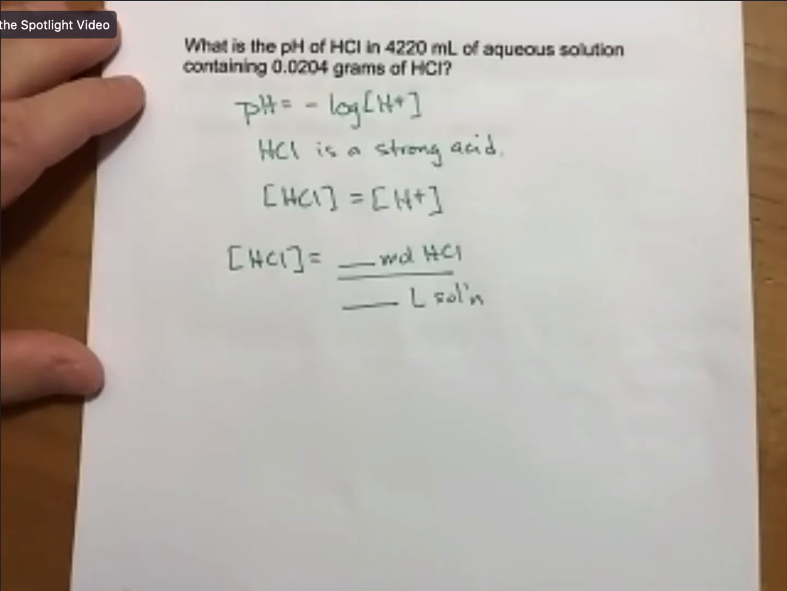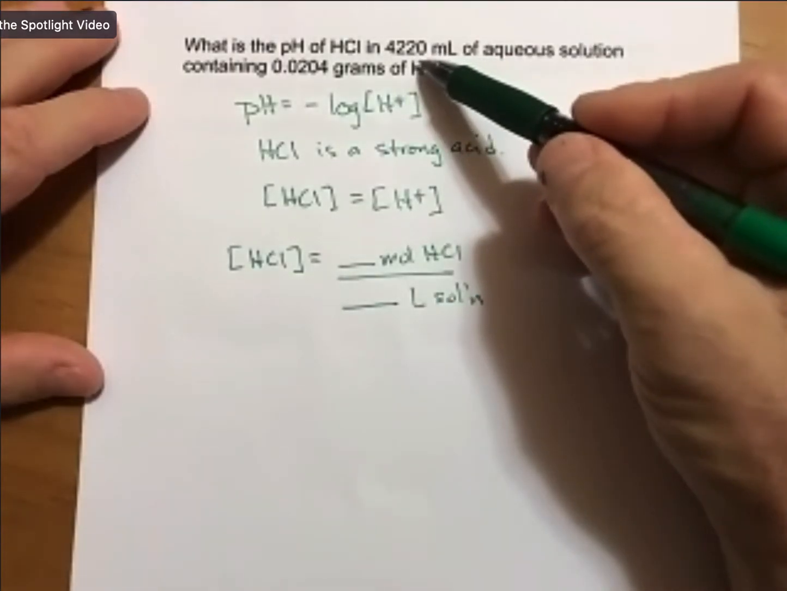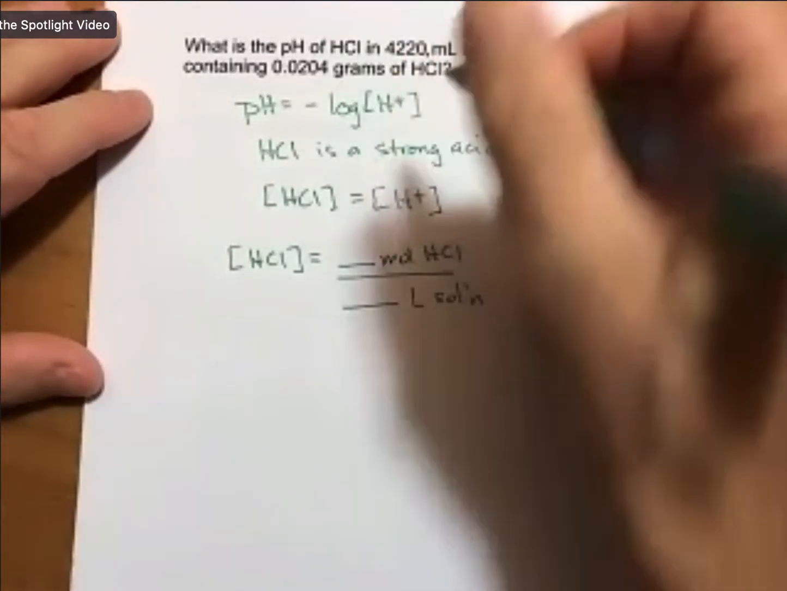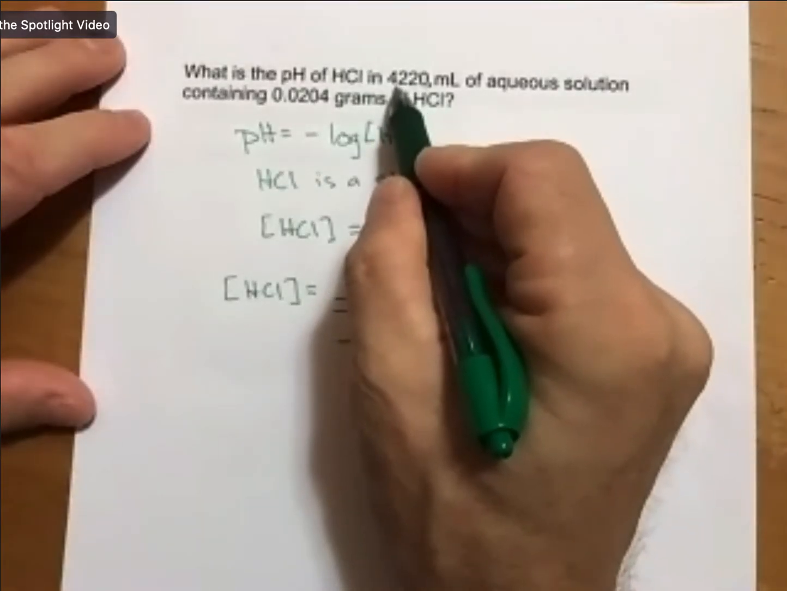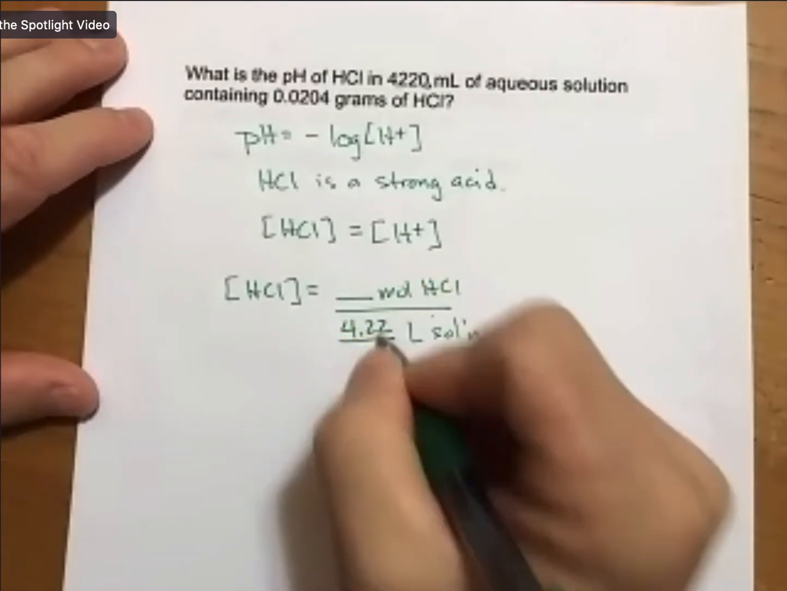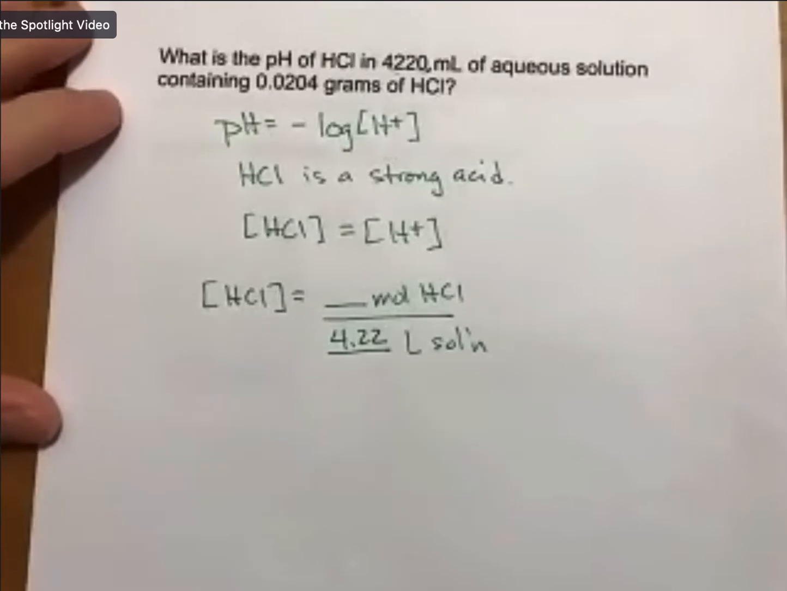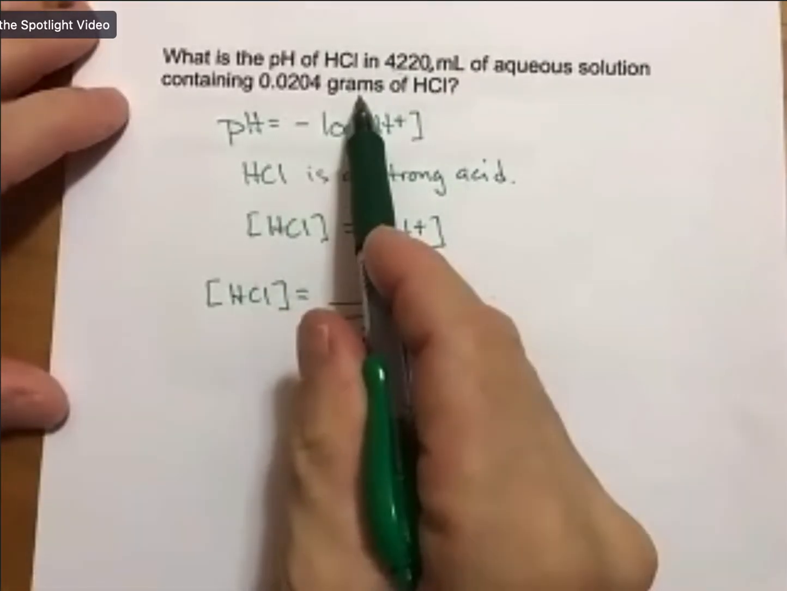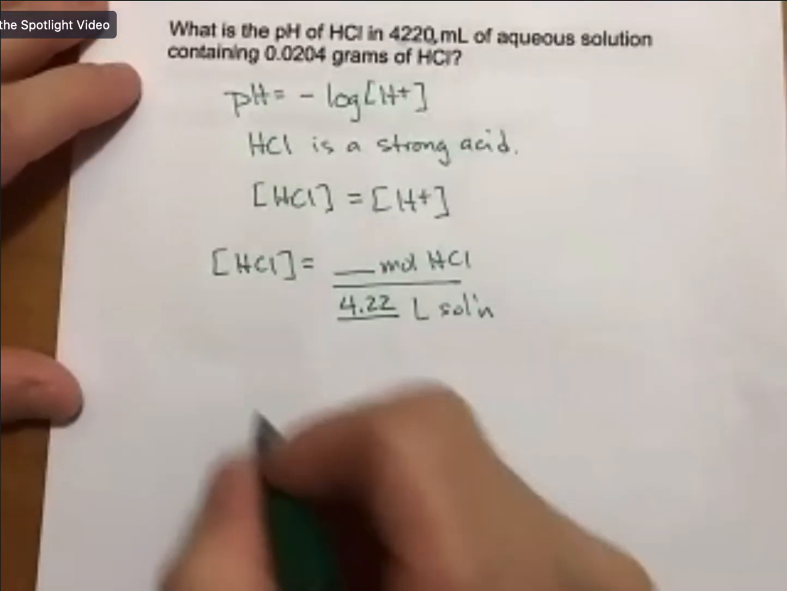over liters of solution. We have our liters of solution, 4,220 milliliters, we have our decimal point, and we're going to move it 1, 2, 3 places to the left, and we get 4.22 liters. Let me see if I can zoom in a little bit there. There we go. And our moles, of course, well, we have grams, so we're going to convert grams into moles.